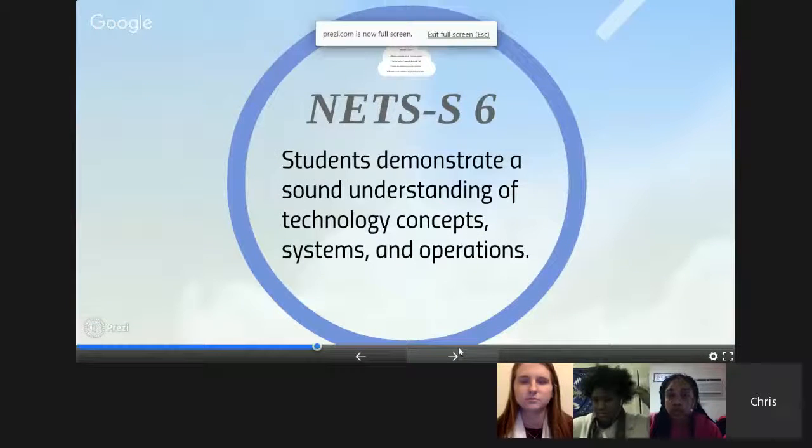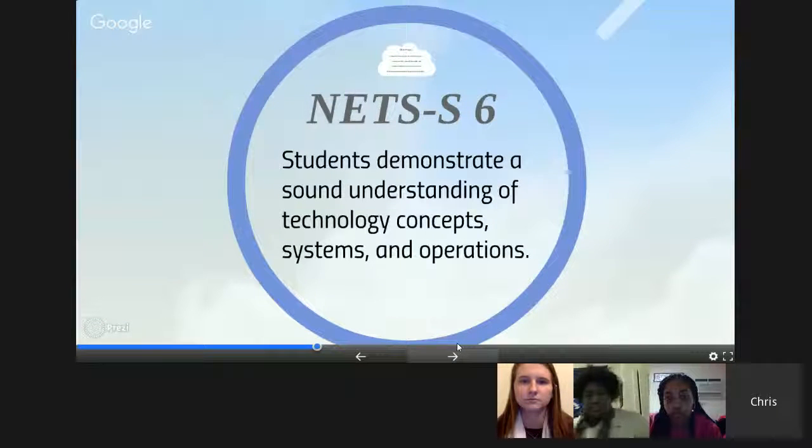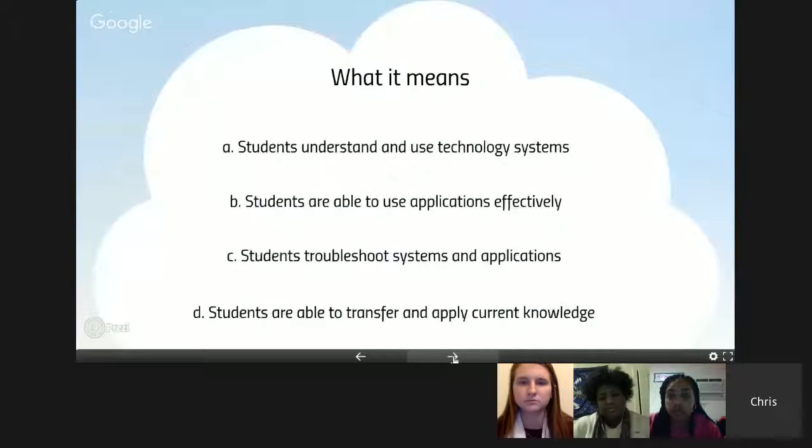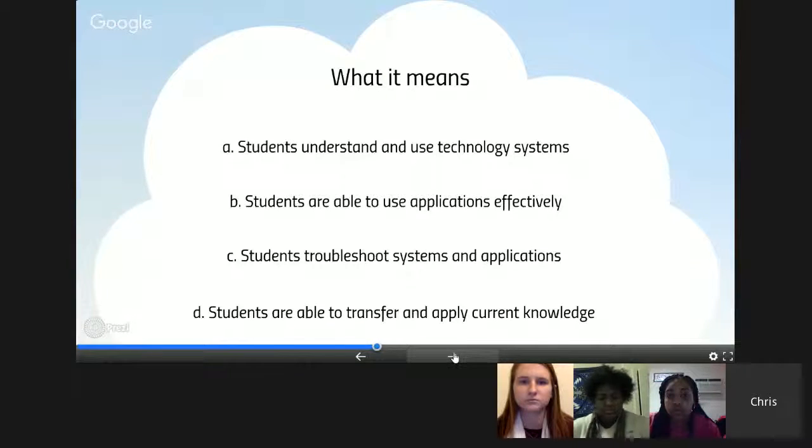My next topic that I researched was the National Educational Technology Standards for Students number 6, which is that students demonstrate a sound understanding of technology, concepts, systems, and operations. What that means is that students understand and use technology systems. Students are able to use applications effectively. Students can troubleshoot systems and applications and the students are able to transfer their prior knowledge and apply it to the current content.